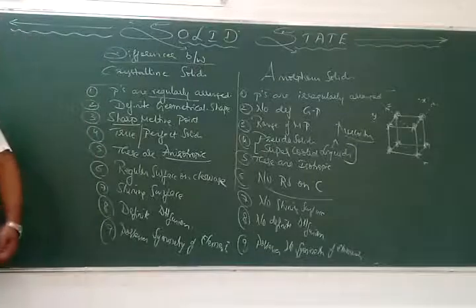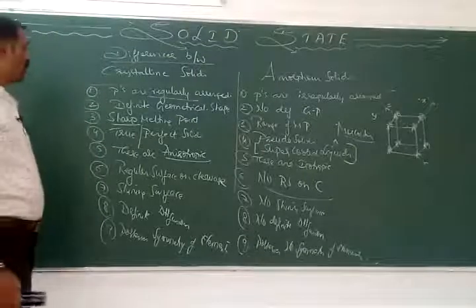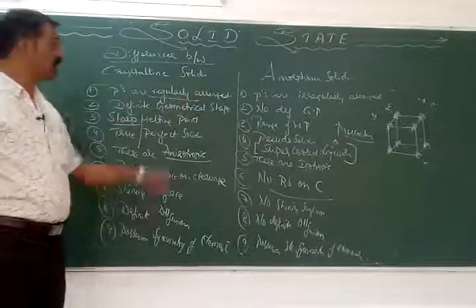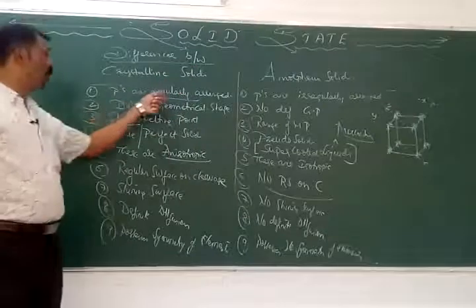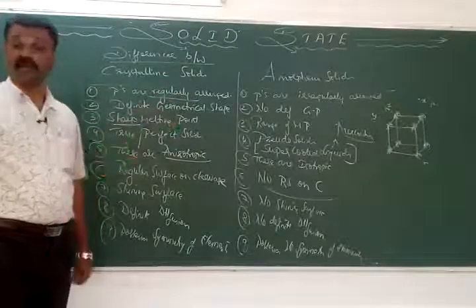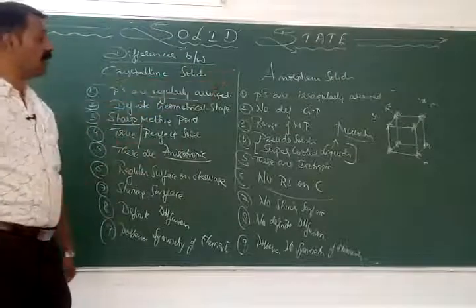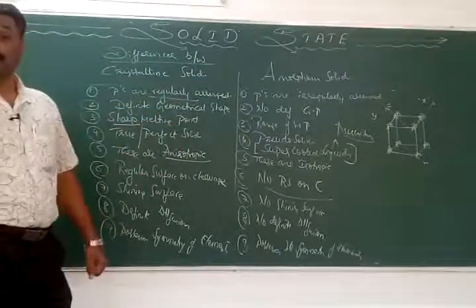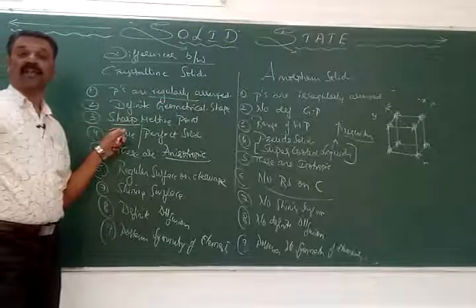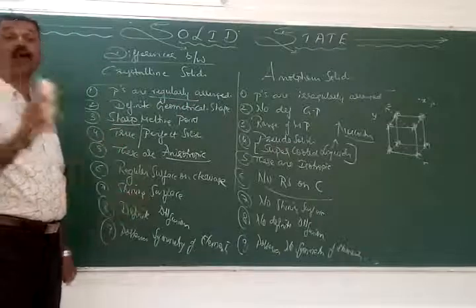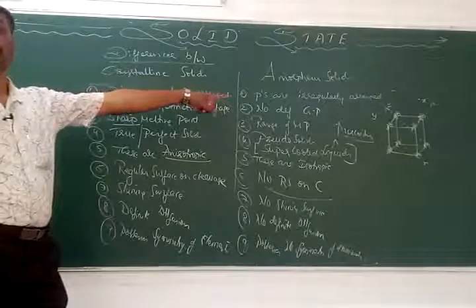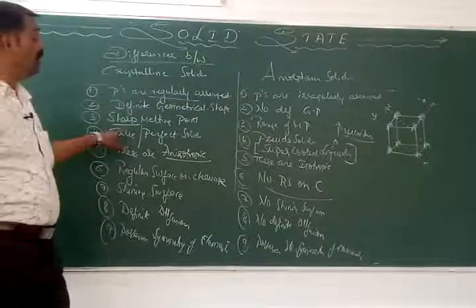The first one is what amorphous solids are and what crystalline solids are. In crystalline solids the particles are regularly arranged, whereas the particles are irregularly arranged in amorphous solids. Due to the regularity in the arrangement of the particles, they possess a definite geometrical shape. Due to the irregular arrangement, they don't have any definite geometrical shape. Due to the equidistant arrangement of the particles, they can have a sharp melting point. But due to the irregular arrangement, there is no sharp melting point in amorphous solids.